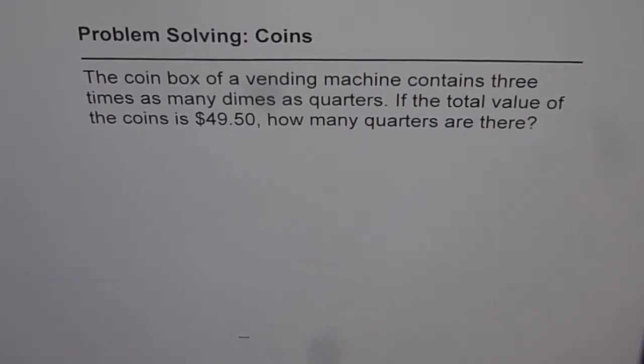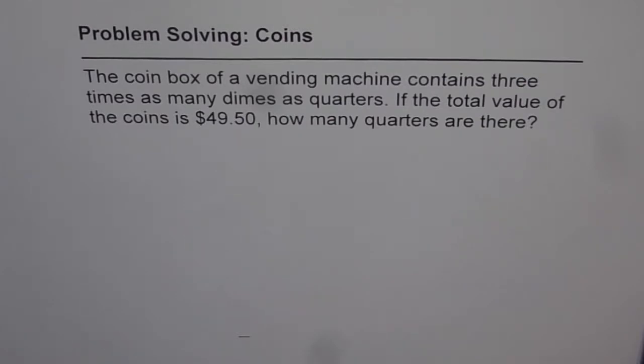So let's continue with problem solving, application of linear equations, and this time we'll deal with coins. The coin box of a vending machine contains 3 times as many dimes as quarters. If the total value of the coins is $1.4950, how many quarters are there, right?